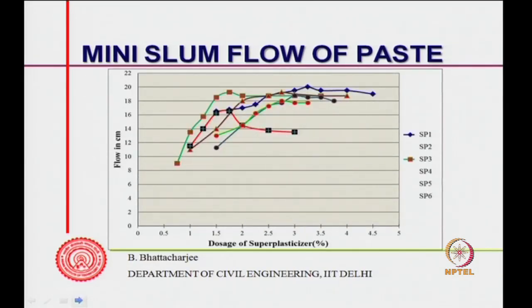So, you can see in this particular example there are 6 such superplasticizers used with a particular cement system, particular cement plus another cementitious material system. And you can see the flow in centimeter goes on increasing, but there is a maximum point, beyond that it is not really increasing. So, this is for superplasticizer 1, 2, 3, 4, 5, 6 superplasticizers have been plotted here. Now, the optimal dosage will be somewhere there for this superplasticizer, the red one, it will be somewhere here. For each one you can find out what is the optimal dosage.